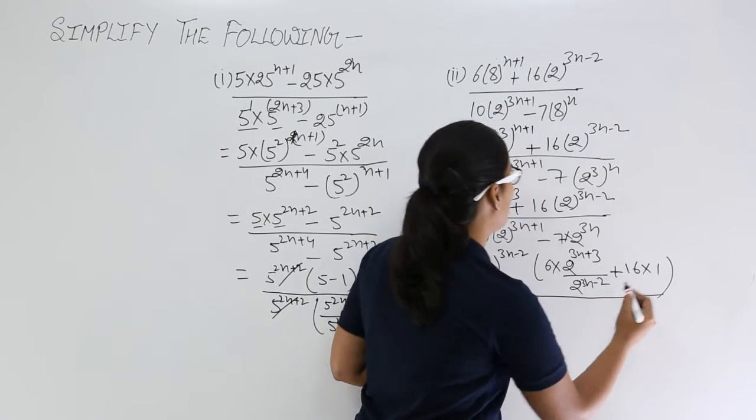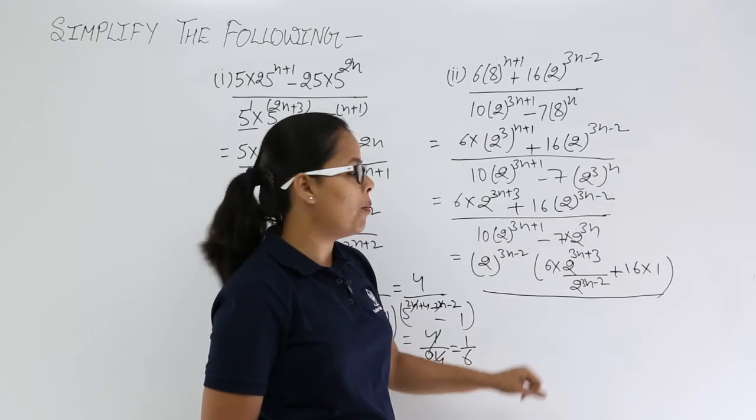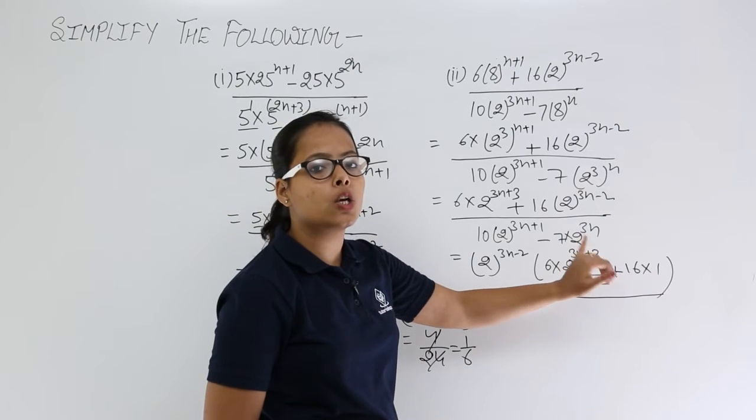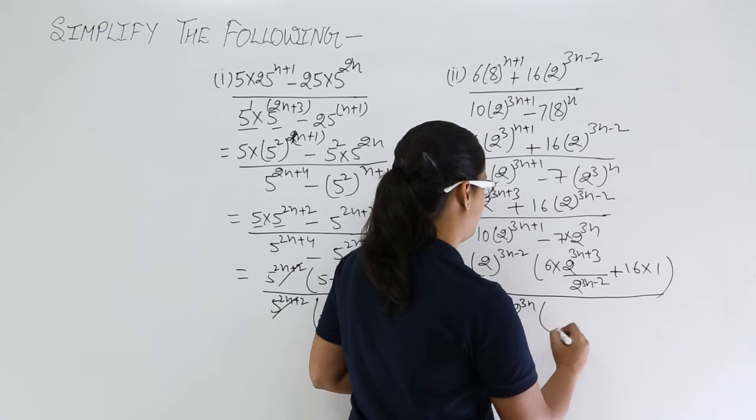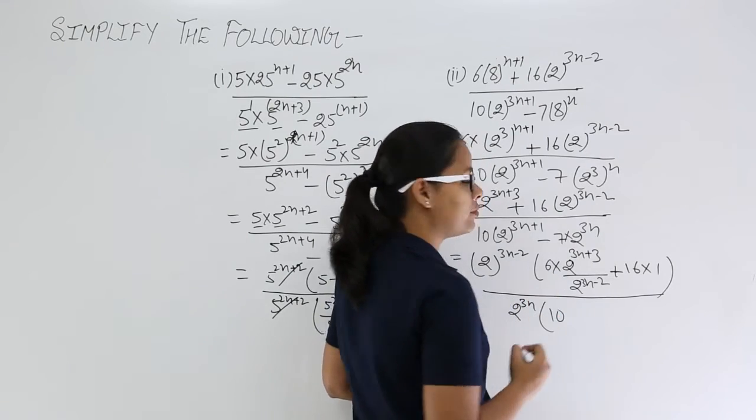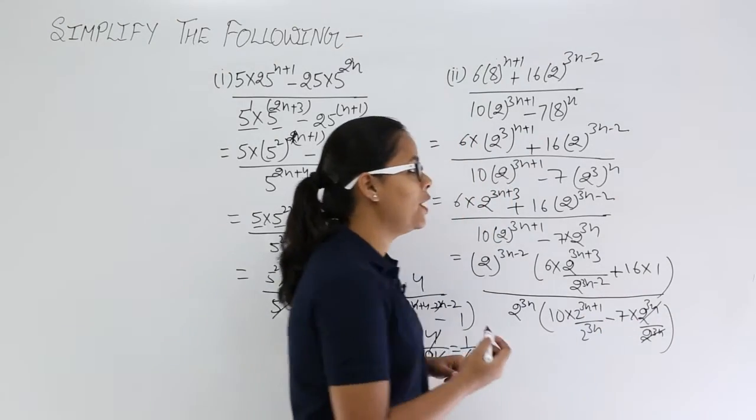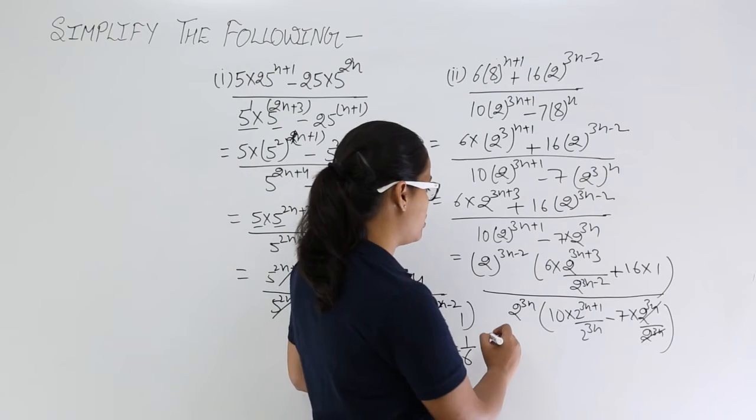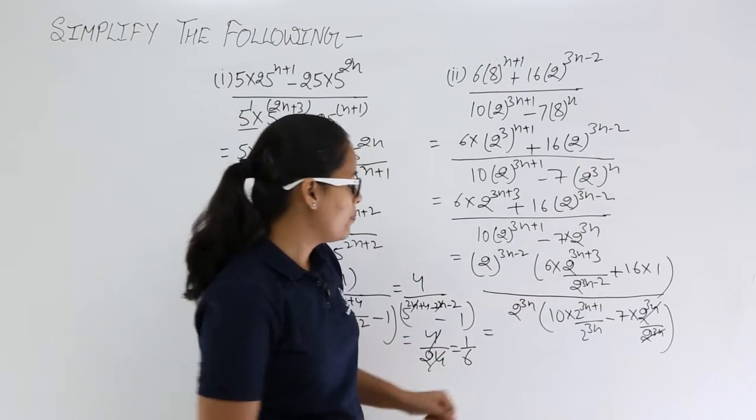Now in division what you'll get? In division you can take 2 raised to power 3n common, because here this is 3n plus 1 and this is 3n. So you'll always take the lower value common. In the division what you'll get? These two values will get cancelled out. Now after simplifying this, you can write this as, this will become.